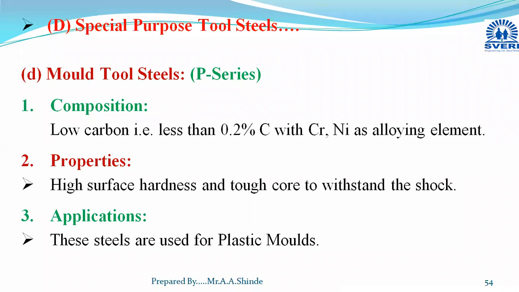Then after that, we have completed high speed tool steels with its two types, tungsten type high speed tool steel and molybdenum type high speed tool steels, and special purpose tool steels with its four subtypes: mold tool steels, shock resisting tool steels, low alloy tool steels, and carbon tungsten tool steels.